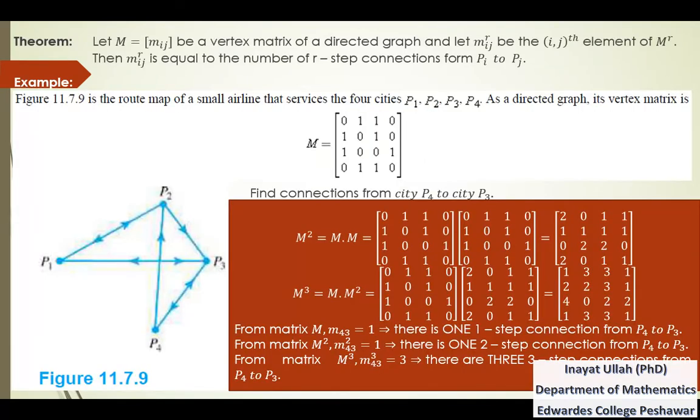So how could we obtain step connections? We need to take the powers of the given vertex matrix M: M square, M cube, M4. Take the powers and then concentrate on the given connection, which connection we need to obtain, and find those connections from the given vertex matrix and from the powers of the vertex matrices.